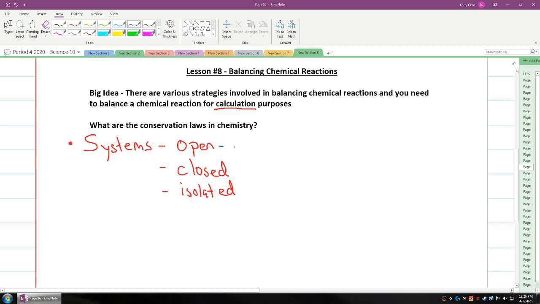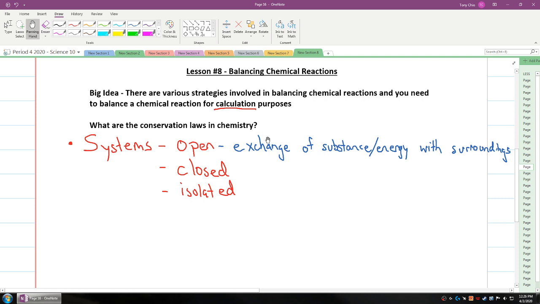An open system means that there is an exchange of substance and energy with surroundings. Okay, now what is the surroundings? Well, first of all, we know what the system is. The system is what we are currently studying. So in this case, if we are studying a chemical reaction, the system is a chemical reaction. The surroundings is outside of that.